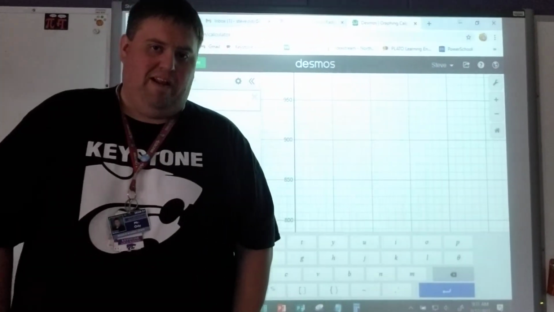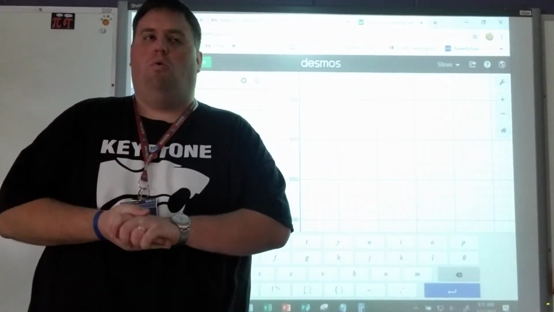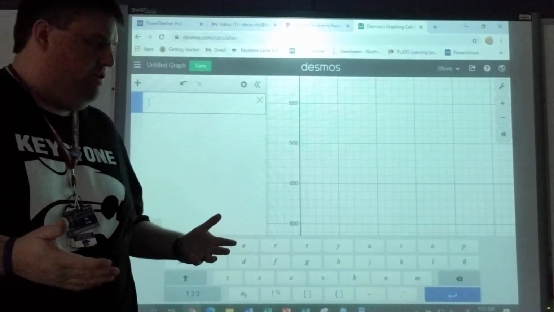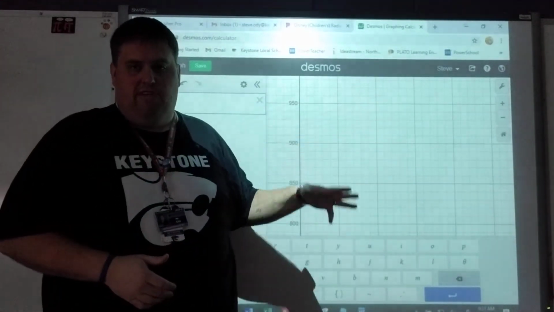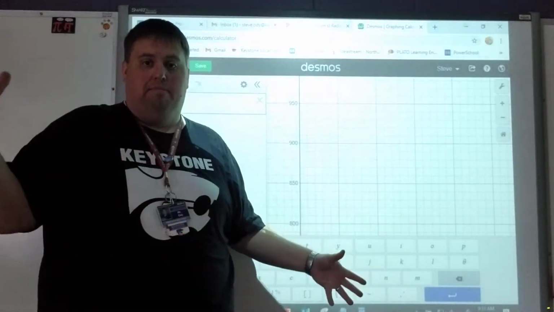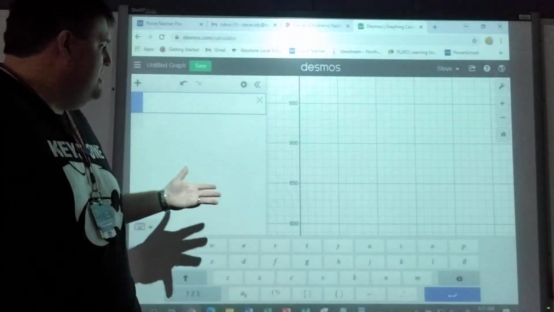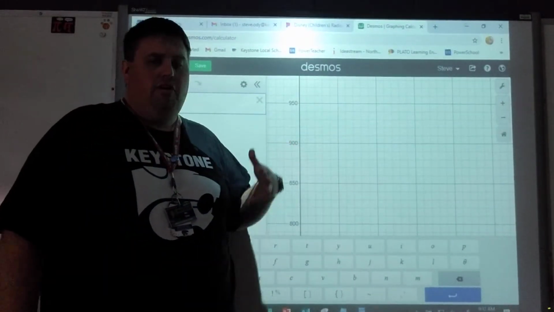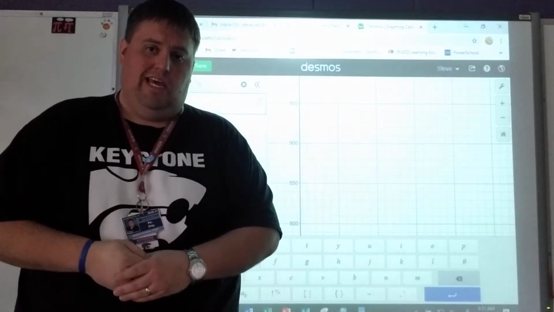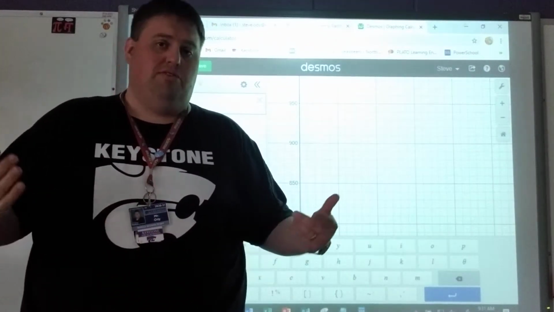All right, hey everybody. Today we are going to talk about quadratic regressions. So you might remember when we did linear regressions, where we had a scatter plot, and we made this line of best fit, and Desmos told us the exact value of all those things we need. We're going to do the same thing, but with quadratics today. And Desmos is probably the best way to do this.